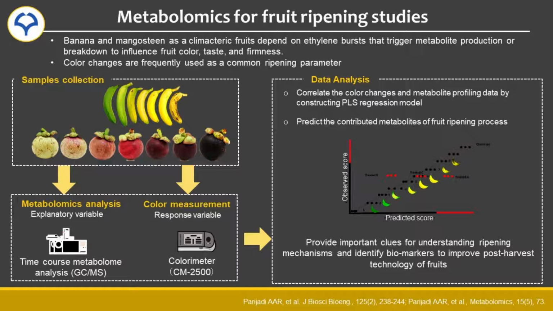First is metabolomics for fruit ripening studies. For example, banana and mangosteen is a fruit that can ripen even after harvest, and the color changes are commonly used as ripening parameter. In our study, we use metabolomics analysis and color measurement as response variate to correlate the ripening process and metabolite changes. This study could provide important clues for understanding ripening mechanism and identify biomarker that might be useful for post-harvest technology.